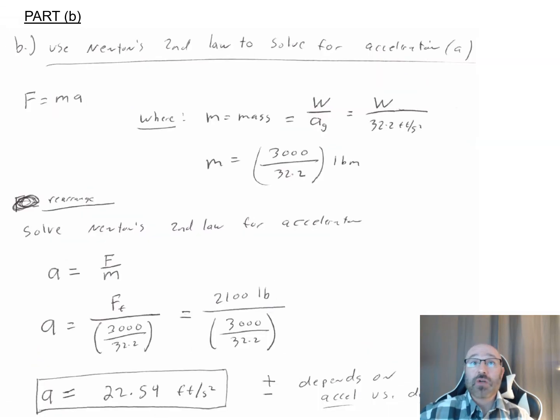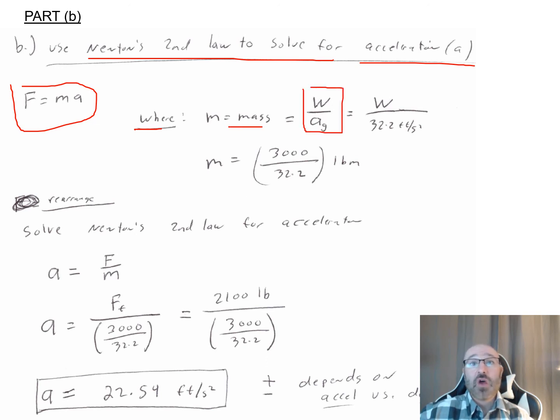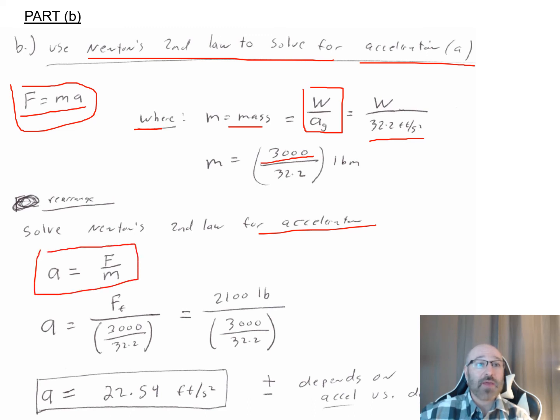In order to solve for acceleration, we can use Newton's second law. Recall that F is equal to ma, where m, in this case, is our mass, which we can write as our weight divided by acceleration due to gravity. For our problem here, dealing with feet and seconds, that is 32.2 feet per second squared. So we can plug in our weight of 3,000 pounds divided by 32.2 to get our mass value.